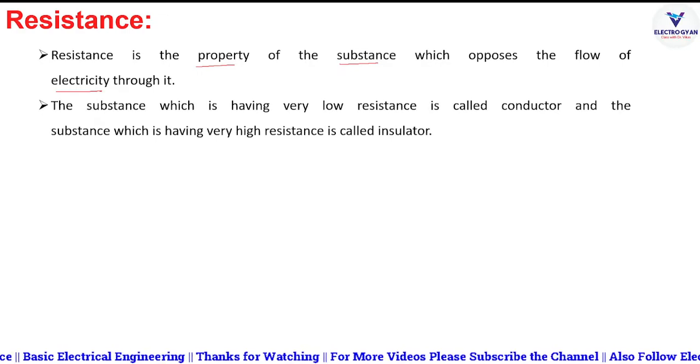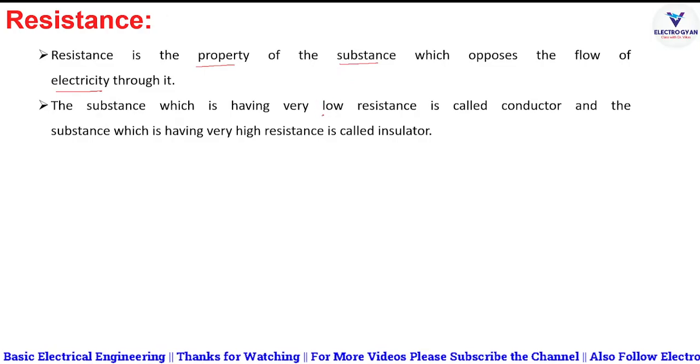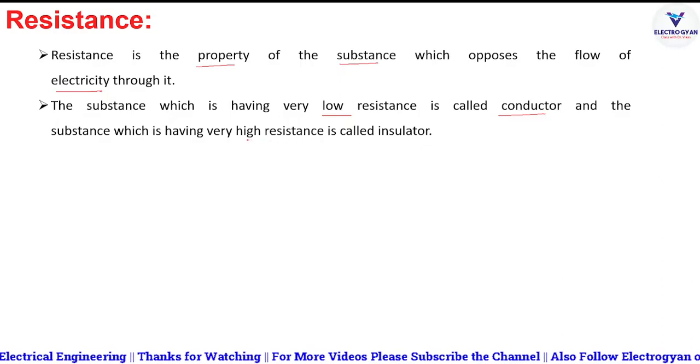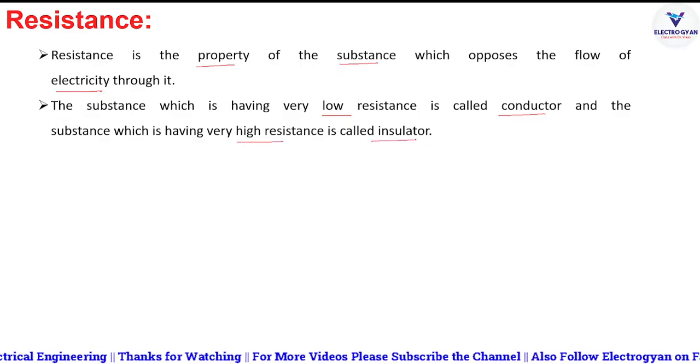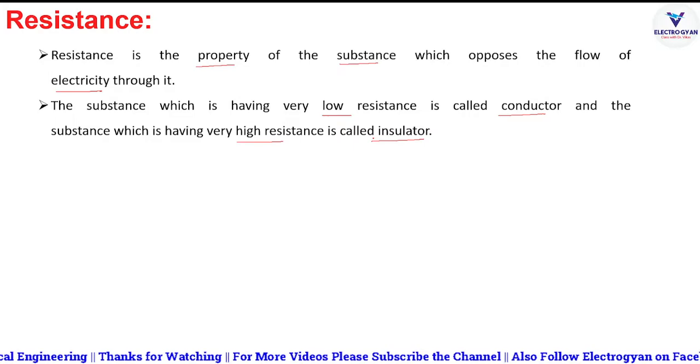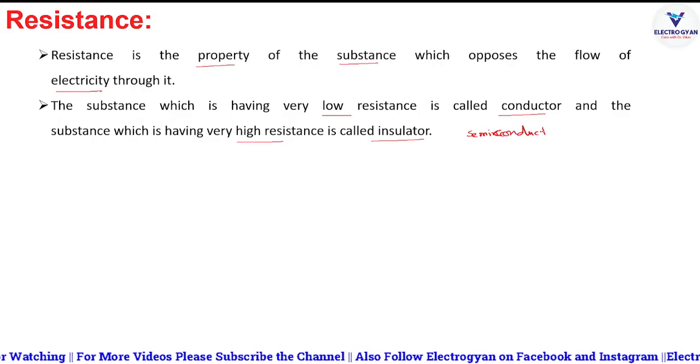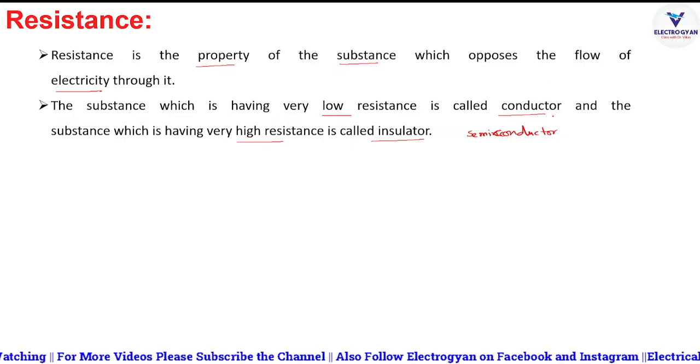If any material has low resistance, it means that material is a conductor. If any material has high resistance, it means it is an insulator. And if any material has resistance between low and high, then there is a third category of substance, that is semiconductor. I am not going to discuss that in this video. I will discuss semiconductors in some other video.